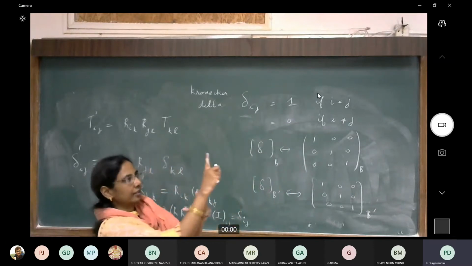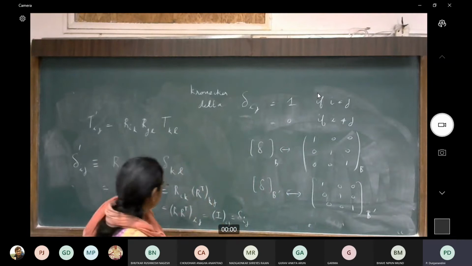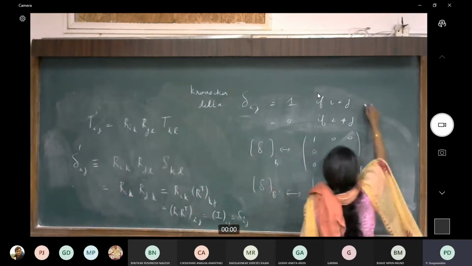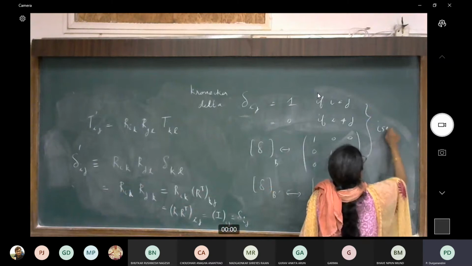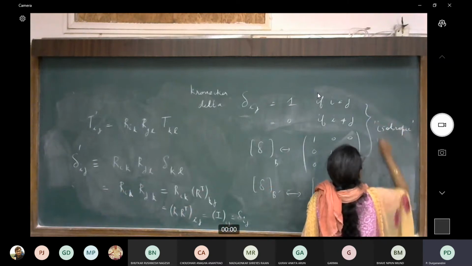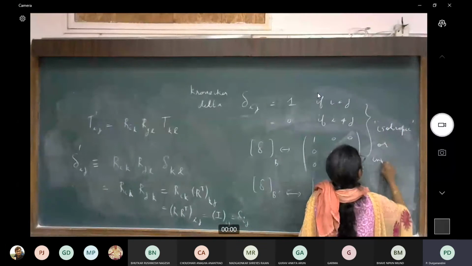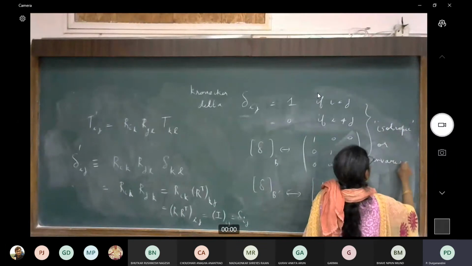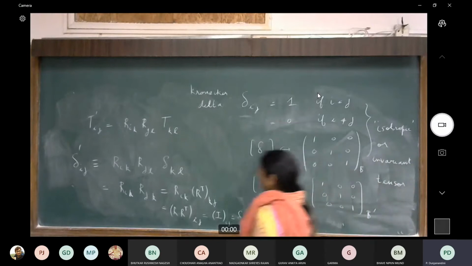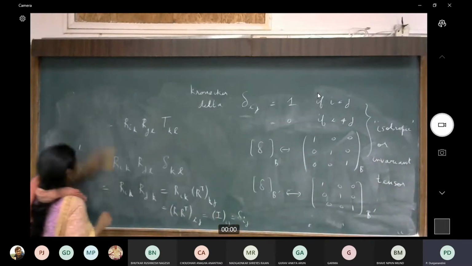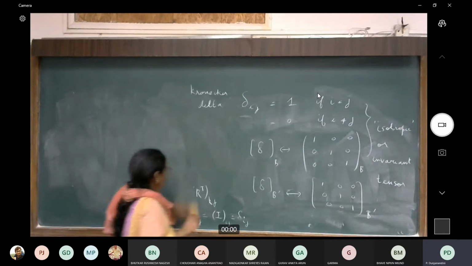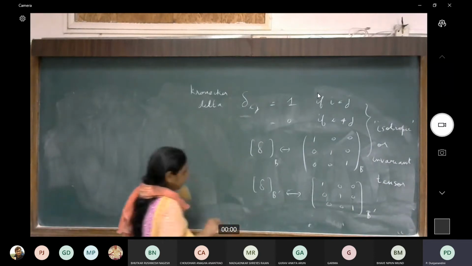Isotropic means it doesn't matter in which direction I'm looking at the tensor. I'll come back to that. So this is really an example of what is called an isotropic tensor. Sometimes it's called an isotropic or an invariant tensor. So this is one special tensor which we will be particularly interested in.